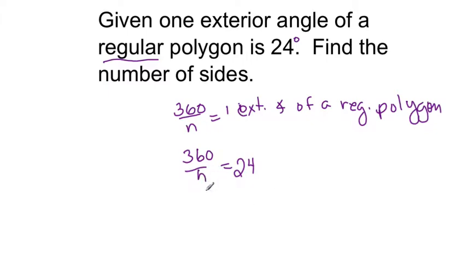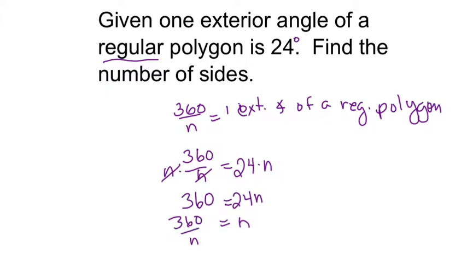At this point, I would multiply both sides of my equation by n, so that these will cancel out. I'll get 24n equals 360, dividing both sides by 24. Oops, not n. I meant 24. And 360 divided by 24 is 15. So there are 15 sides, and it is a 15-gon.